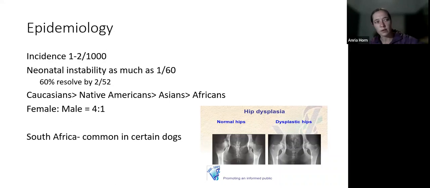Anyway, who gets it the most? Caucasians, then Native Americans, then Asians, then Africans. The female to male ratio is 4 to 1, anecdotally probably more. I think I've maybe operated on 2 boys in my career. And in South Africa, if you do a search for hip dysplasia South Africa, you're going to find quite a lot of veterinary websites. Then way down the list, you'll find something about pediatric human DDH. So it's quite common in certain dogs.